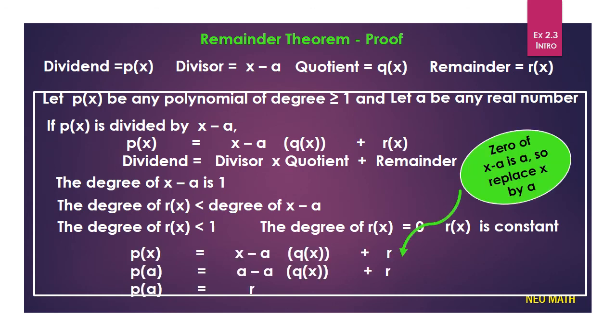So p of x is equal to x minus a into q of x plus r. P of a, replace x by a, we get a minus a into q of a plus r. A minus a is 0. So 0 into q of a becomes 0. So 0 plus r, we get r. So p of a is equal to r, which proves the remainder theorem.